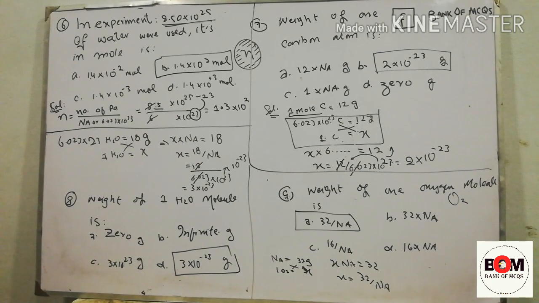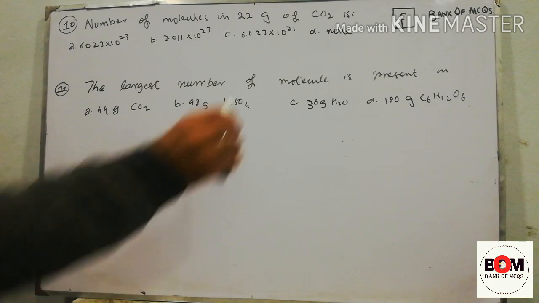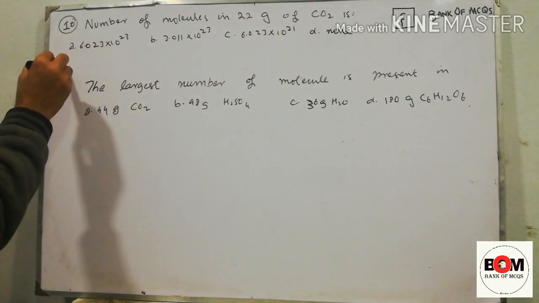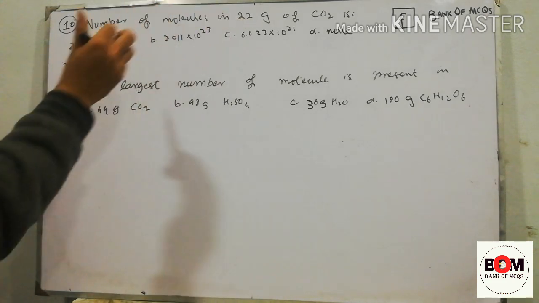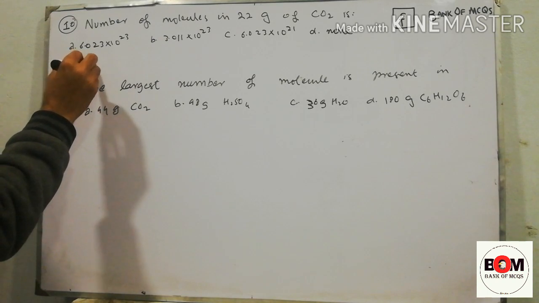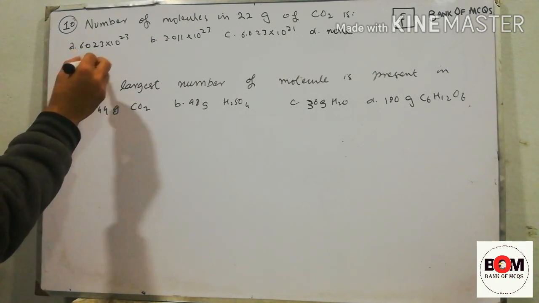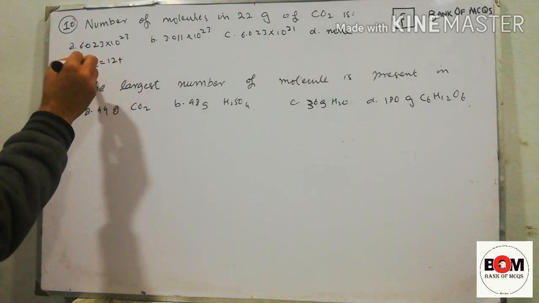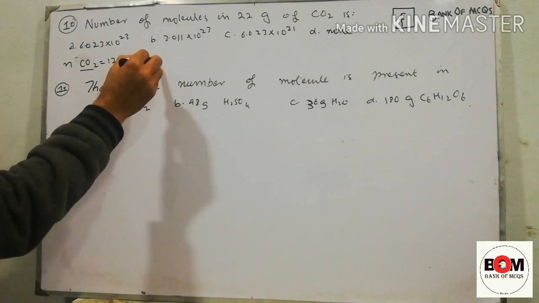Then further you are solving MCQ number 10. MCQ number 10 is: the number of molecules in 22 gram of CO2 is. So we know that the number of moles for any atom or molecule, in this case for CO2, is equal to the molar mass of CO2, that is 12 plus 16 into 2, which is 32, so 44 gram.